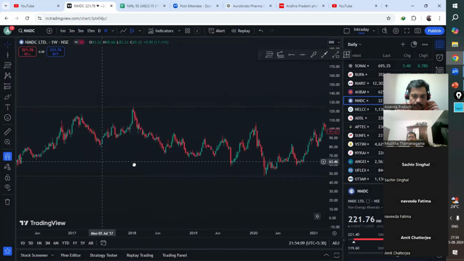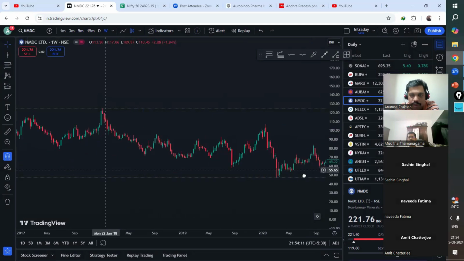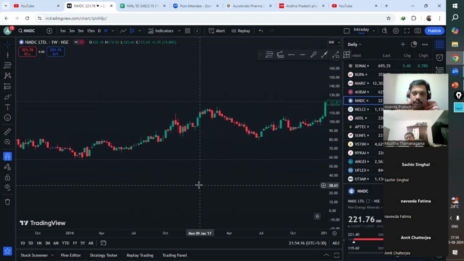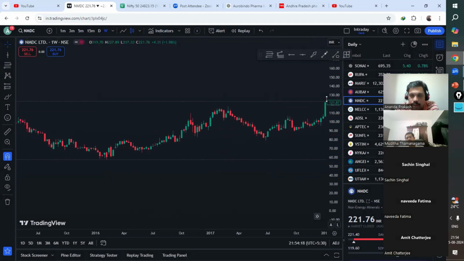So assuming that price is up to this level, 121 rupees. Assuming that price is at this level right now. This is in 2017. Anyway, so what will I do?